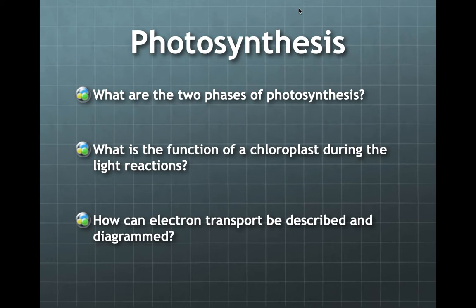What are the two phases of photosynthesis? What is the function of the chloroplast during light reactions? How can the electron transport chain be described and diagrammed?